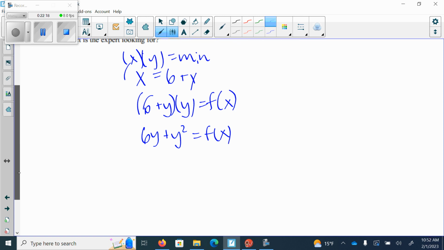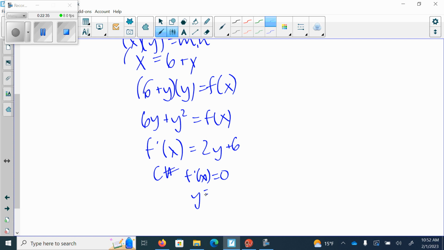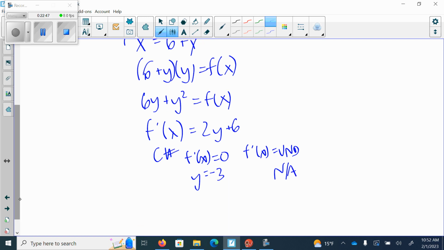Now that we have that, we can take our derivative, so the derivative of f is equal to 2y plus 6, and then we're finding the critical numbers, so f prime is equal to 0. That y is going to end up being -3, and then f prime is equal to undefined. That's not applicable, so you don't have to worry about that. And then it tells us that one of them is a negative number. So here's our negative number. Now we have to find a positive number.